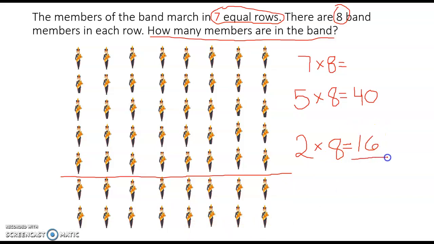All right, I add those two together. 0 plus 6 is 6. 4 plus 1 is 5. So 7 times 8 is 56. Again, I used the distributive property, and I broke a harder fact up into 2 simpler facts.